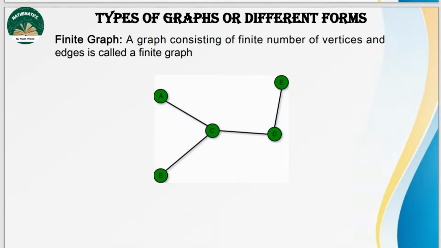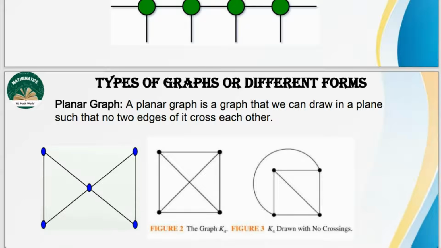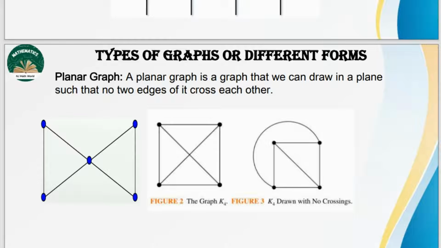Then the finite graph. What is a finite graph? A graph containing a finite number of vertices is called finite. So we can count 1, 2, 3, 4, 5. So 5 points are there, therefore it is called finite. Here, infinite means 1, 2, 3, 4, it is still continuing. So we cannot take a count of the vertices or edges. That is called an infinite graph.